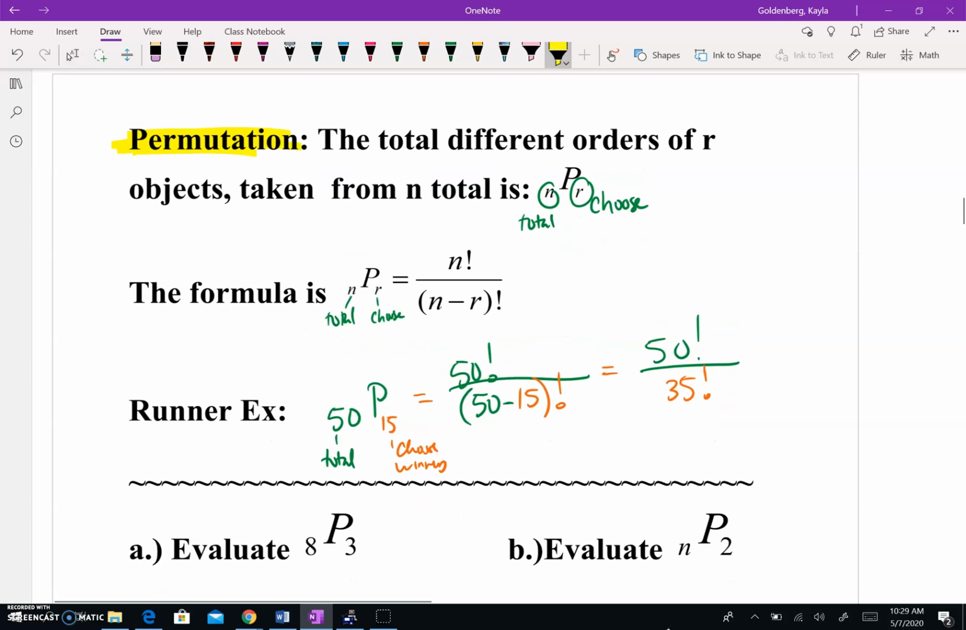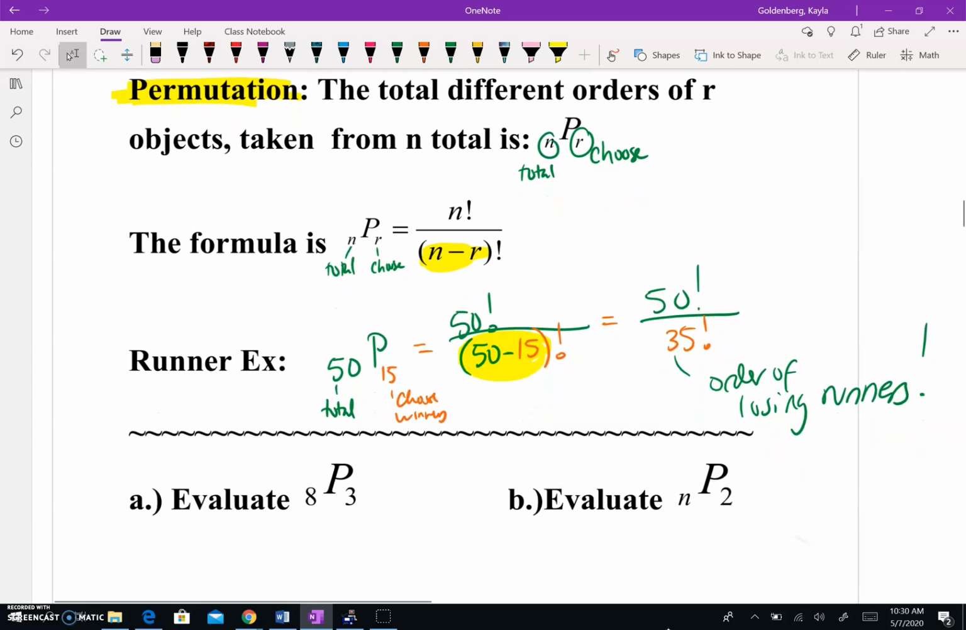So that's where the n take away r is coming from. It's matching you taking away what you want. And remember on the bottom, that's representing the order of the losing runners, because we don't care about the order of them. So the way I think about this is on the bottom, you always put what you don't want, the order of the things that you don't really care about. The reason is that it's going to cancel out with the stuff on the top, and you'll be left with only what you want.